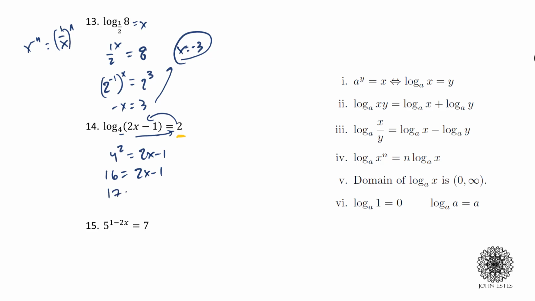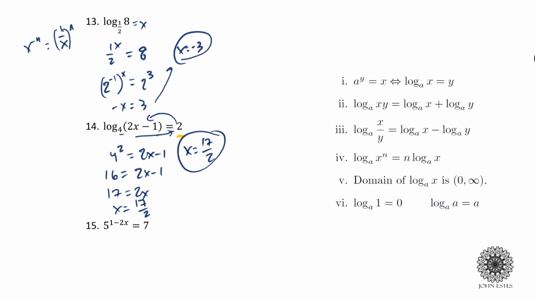So that's 17 equals 2x, or x would then be 17 halves. I'll write it up here just so I can get the benefit of circling it. X equals 17 halves. Alright, so number 15, if I look at this one, it's an exponential equation, but there's no way I'm going to get a common base between 5 and 7.